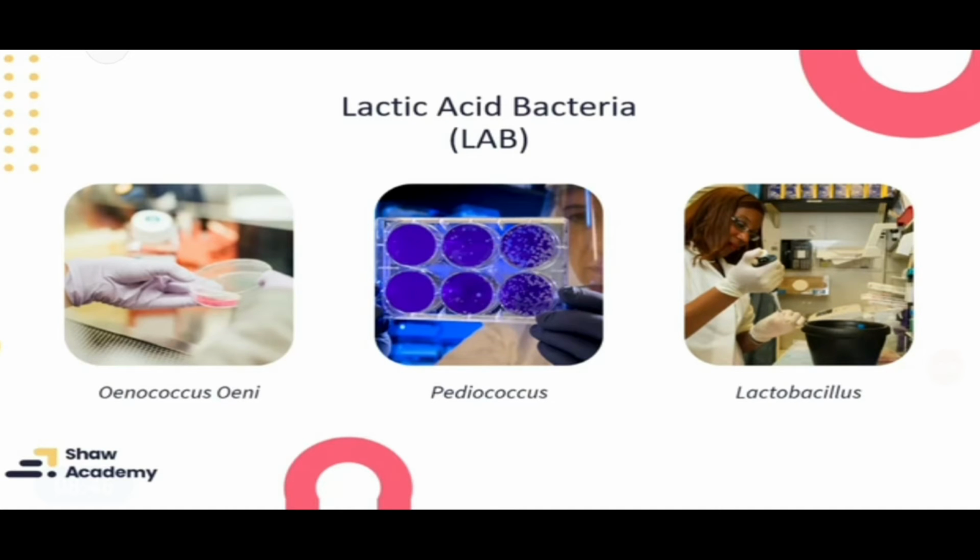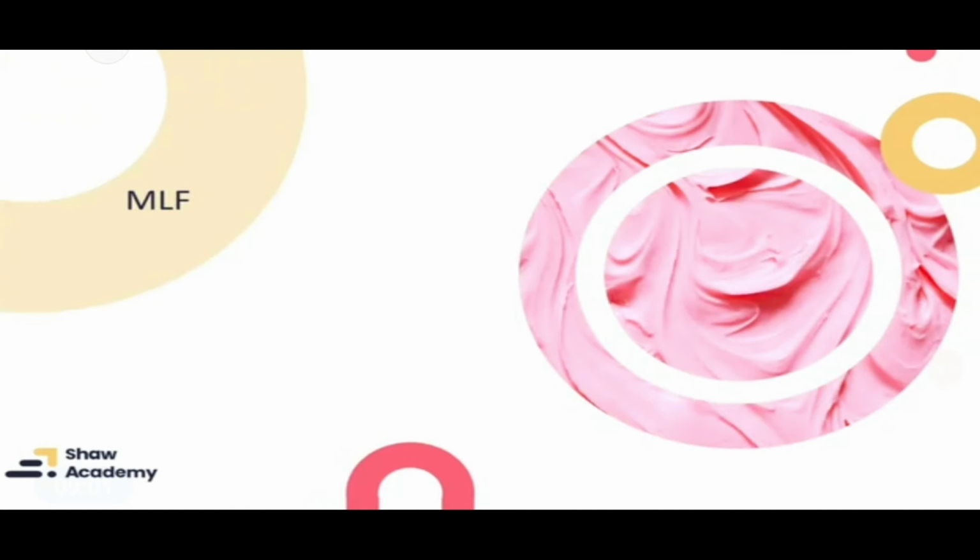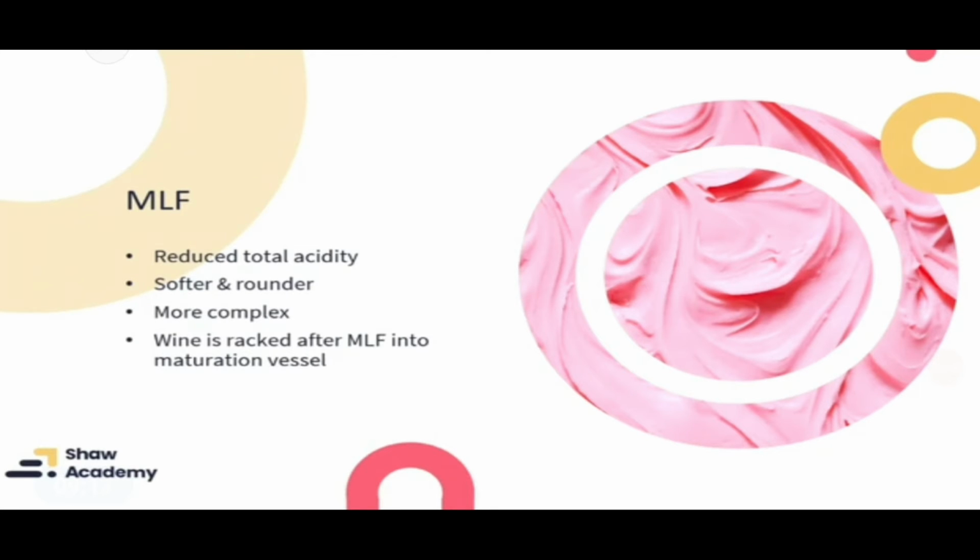Malolactic fermentation, or MLF for short, occurs in almost all red wines. Some examples of secondary aromas that are derived from malolactic fermentation are buttery aromas, hazelnut aromas, or even chocolatey aromas. Malolactic fermentation normally happens in stainless steel tanks before wine will go into a maturation vessel. A wine that has undergone MLF has a reduced total acidity, it's softer and rounder, and it's definitely more complex.